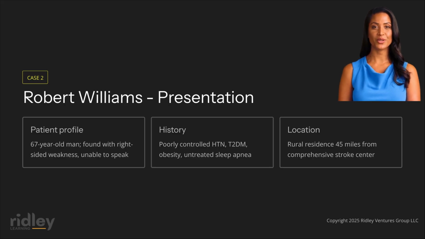He is a retired automotive plant supervisor who worked in manufacturing for 35 years. He lives with his wife in a single-story home in a rural community approximately 45 miles from the nearest comprehensive stroke center. He has 2 adult children living in other states. His functional baseline was independent in all activities, though he reported reduced activity level and declining mobility over the past 2 years attributed to knee osteoarthritis.